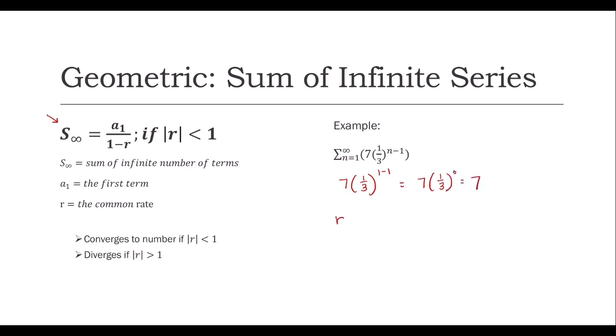And your rate is the number here that's being raised to the exponent. So your rate is 1/3. Because your rate is less than 1, we can use our formula here. So the sum of an infinite number of terms is your first term, which we said was 7, over 1 minus our rate, which is 1/3. So we have 7 over 2/3, which we multiply by 3 over 2, which becomes 21 over 2. So that would be your sum of an infinite number of terms in this sequence.